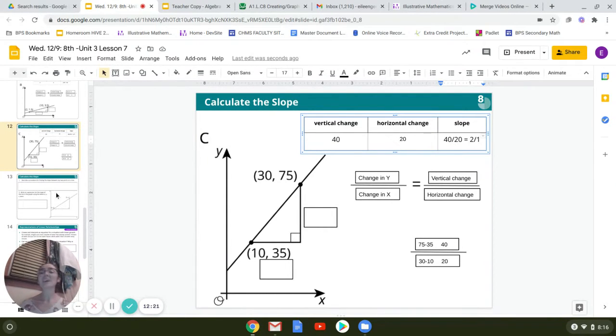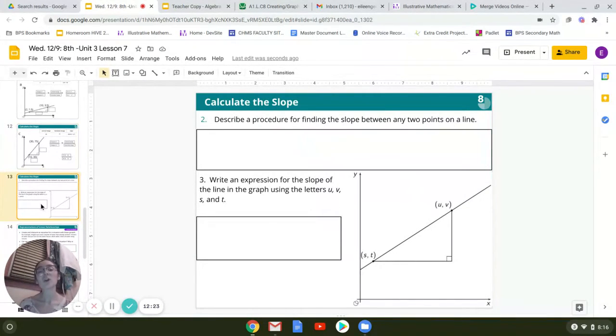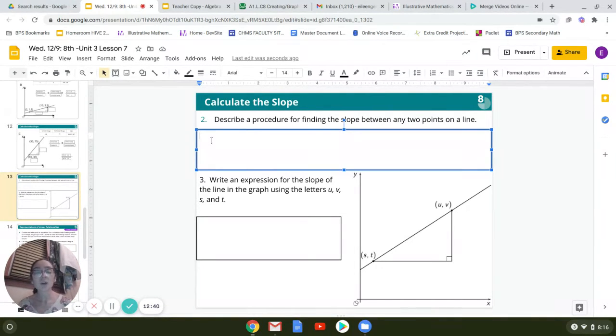We're going to slide down to slide number 12. So we are going to describe a procedure for finding the slope between any 2 points on a line. The procedure we would follow is to write a fraction of our vertical change over our horizontal change.